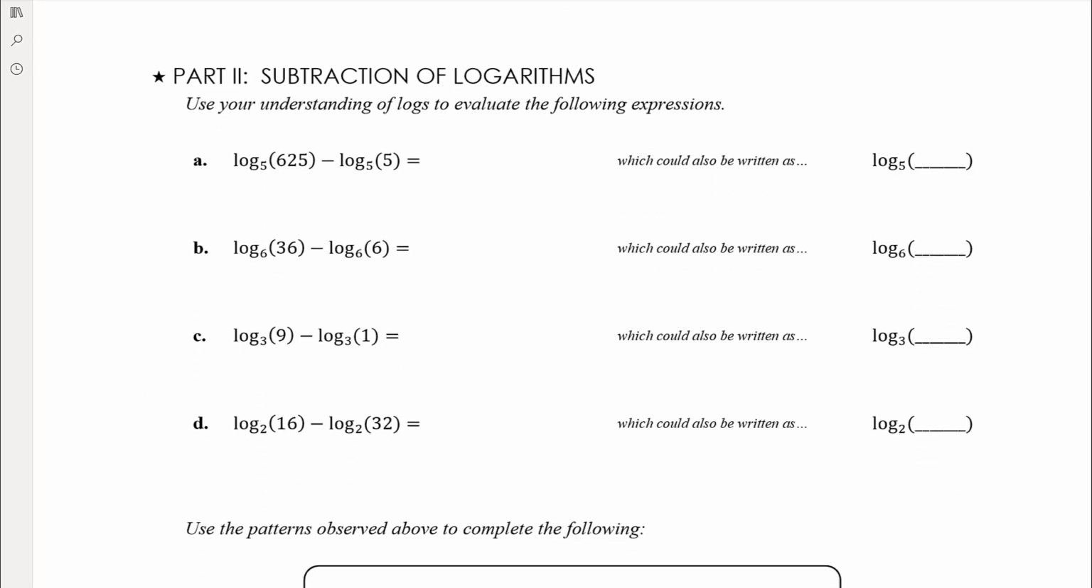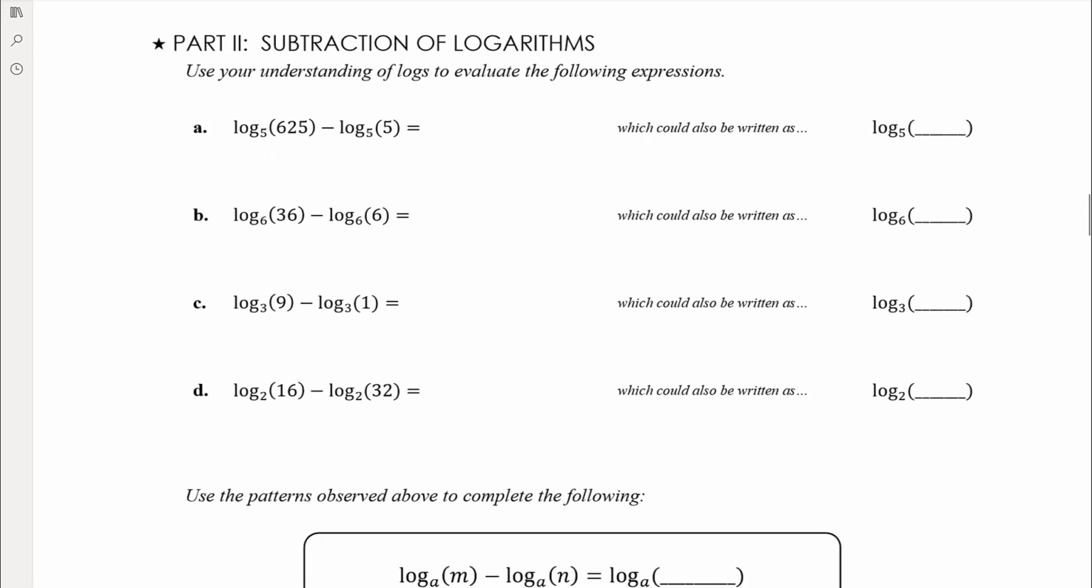So again, let's work through the pattern, establish a rule, and then we'll put that into use. So log base 5 of 625 is 5 to the power of what is 625? Well, that's 4. Minus log base 5 of 5. 5 to the power of what is 5? Well, that's 1. So this is going to equal 3. So then the question is, how do I write a single log with a base of 5 equal to 3? 5 to the power of 3 is 125. So log base 5 of 125 is 3.